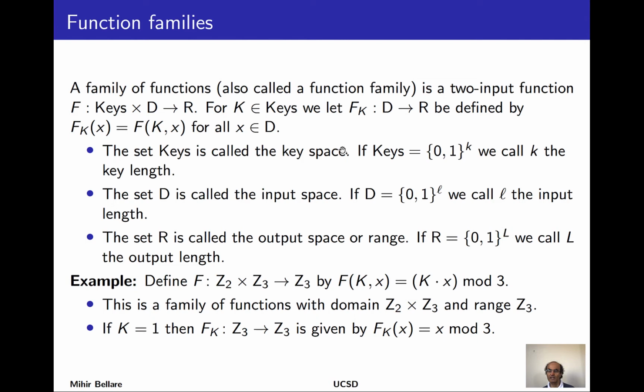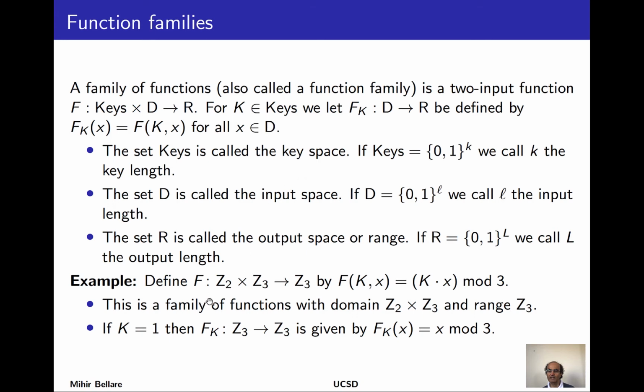Often what we're interested in is what happens when we fix a particular key. When we do that, we obtain a function from D into R. We denote that function by f sub k. How is that function defined? Well, on an input x, it just runs the two-input function on k and x. But it itself takes only one input. The key k is fixed as far as this function is concerned. A lot of our interest will be in the properties of this function.